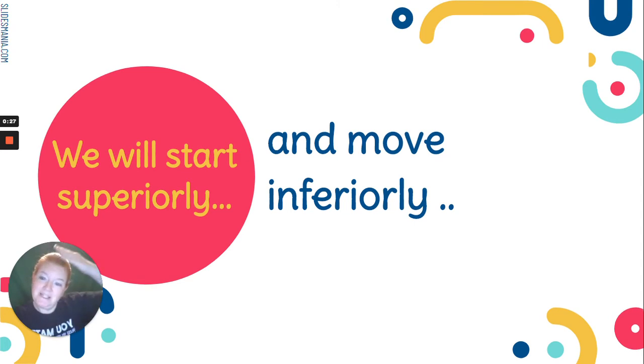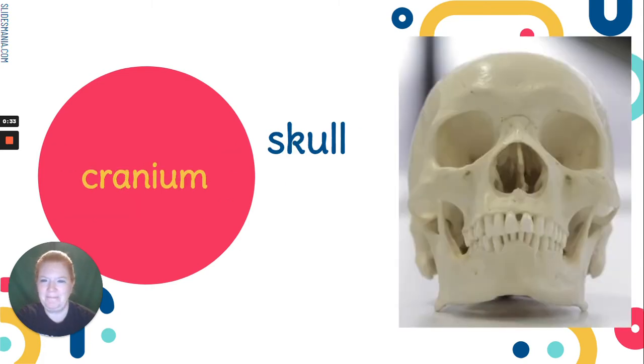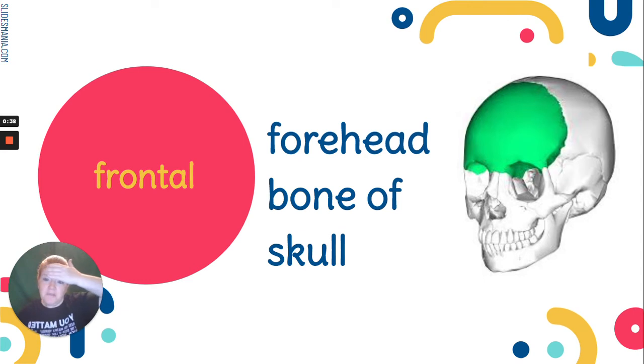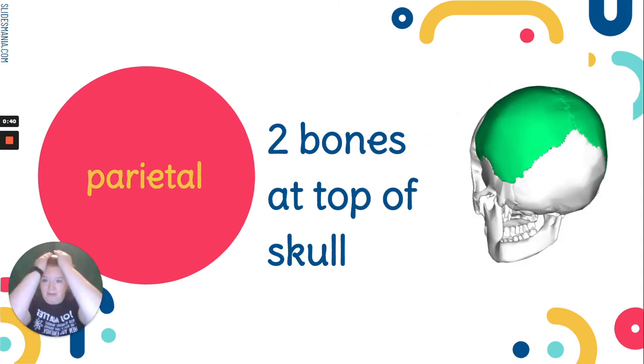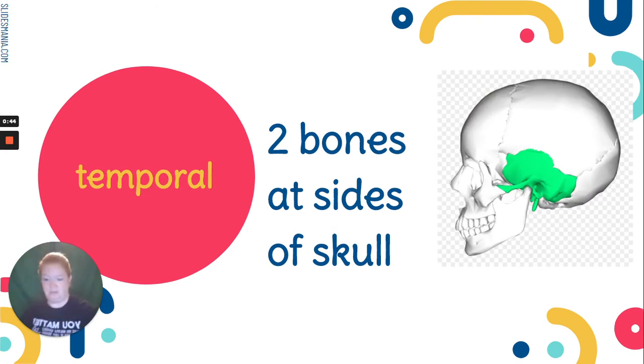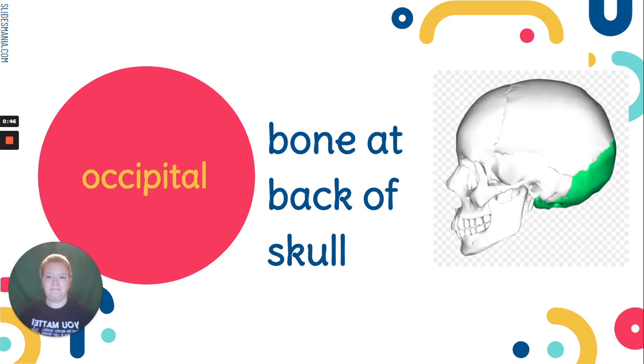And we're going to start in general, moving superiorly and then inferiorly. It's not a perfect process, but that's the general plan. Cranium, your skull. Frontal, the forehead bone. Parietal, the two bones at the top of your skull. Temporal, the bone over here, one on each side. Occipital, the one at the back of your skull.